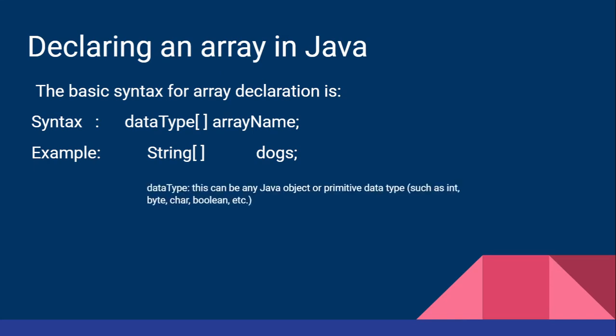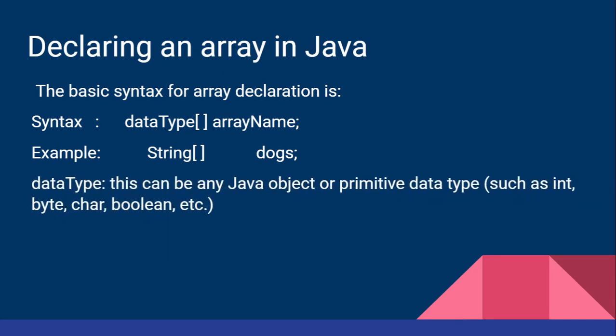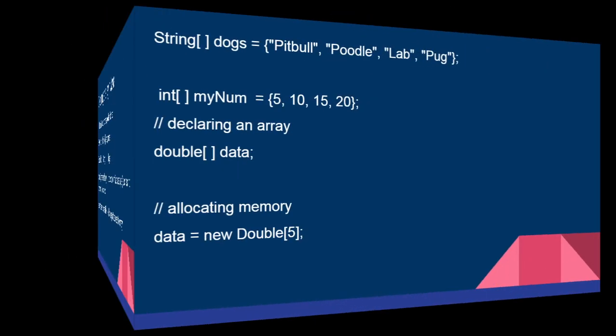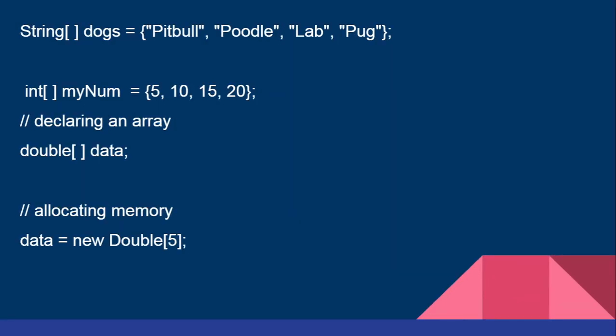Now let us see here this data type. This can be any Java object or primitive data type such as int, byte, char, boolean, etc. And this array name is an identifier that helps to access the array. It is like a variable name. Now here an example is given.